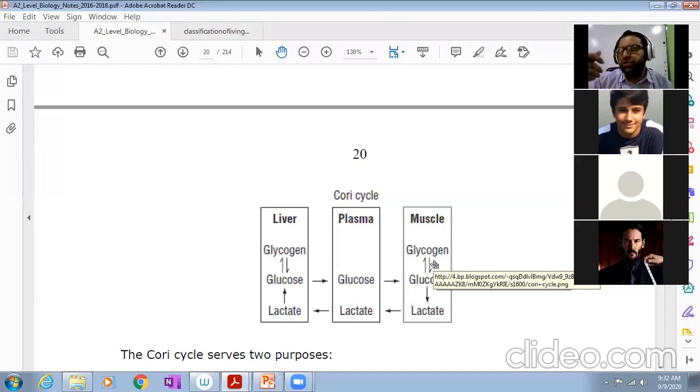If oxygen is present, that pyruvate will convert into acetyl-CoA. But that is not concerned with this cycle. This is not concerned with this pathway. Here we are talking about when oxygen is not present, so that pyruvate will convert into lactate, right? Only this concept of the topic is needed.